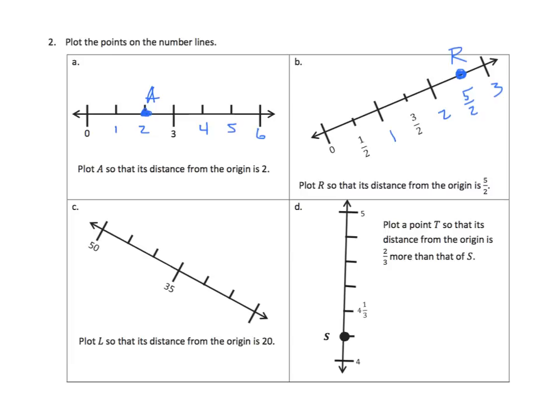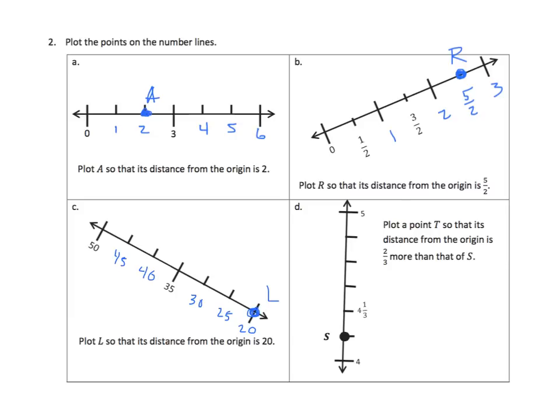I could just assume maybe the next one, this one is 45. 40, 35, okay, that works. So I'm going to label these. We don't always have to label them, but just for the sake of clarity here. We have 50, 45, 40, 35, 30, 25, 20. So our point that is 20 from the origin. It's right there. We'll label that L. Going on to D.